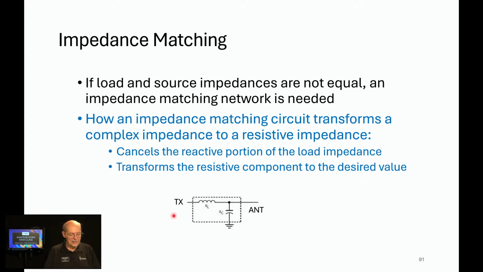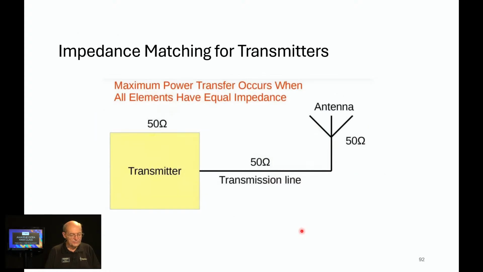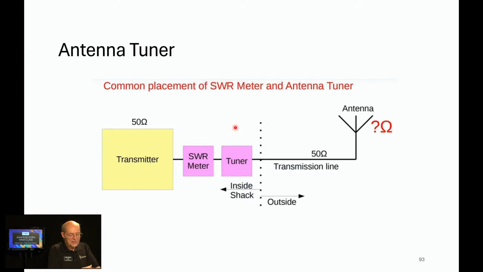So your transmitter might be 50 ohms, your antenna might be 200 ohms. You can get a combination here in a matching network that will make everything happy. At one frequency. At one frequency, yes, correct. Absolutely correct. So for transmitters, 50 ohm output, 50 ohm transmission line, 50 ohm antenna. Maximum power transfer occurs when all elements have equal impedance. But that's rarely the case.